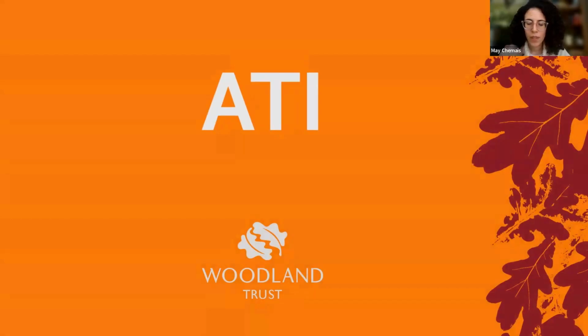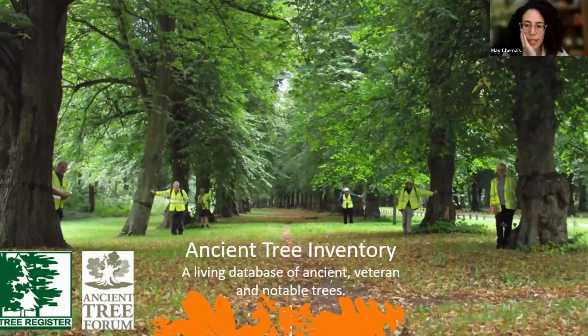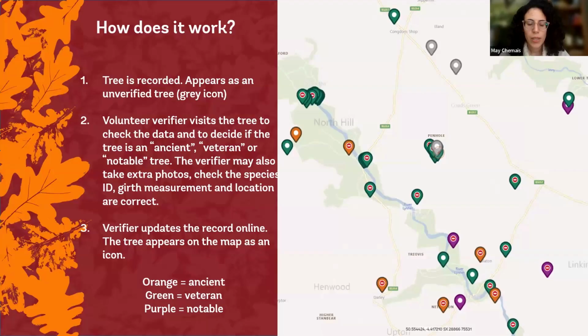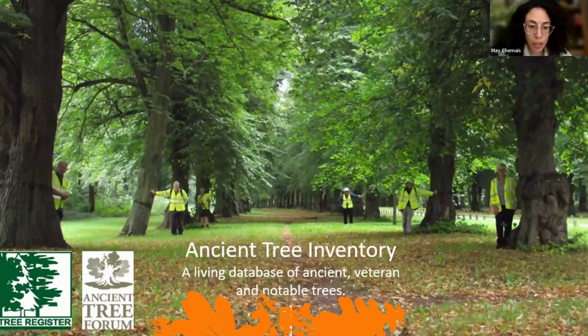So the Ancient Tree Inventory is a project that emerged 20 years ago. It was started as the Ancient Tree Hunt, which was a partner project with the Tree Register of the British Isles and the Ancient Tree Forum, which are two other charities in the UK. One deals with more champion trees, so thick and very tall trees, and the other is very well renowned for its work with ancient trees.